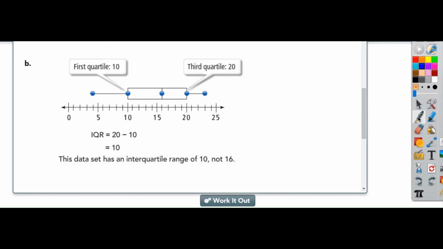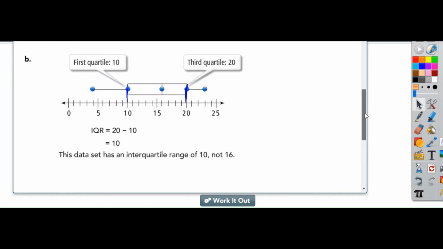So we're looking at the interquartile range, so we have to get the range of the quartiles. So we're looking at quartile 3 and quartile 1. So we have those values. Interquartile range is going to be the third quartile minus the first quartile. Once you subtract, you get 10. So we wouldn't pick this one because the interquartile range is 10 and not 16.